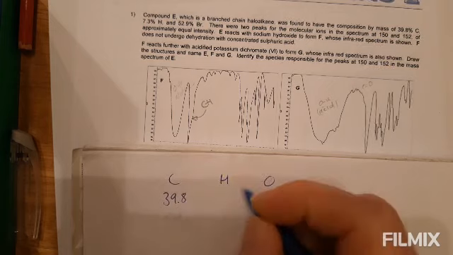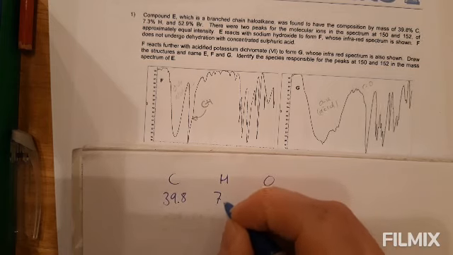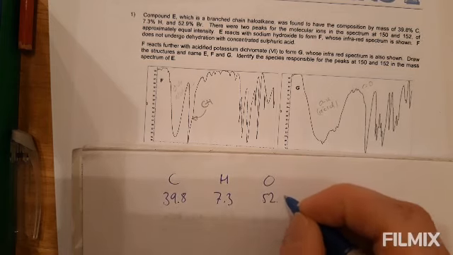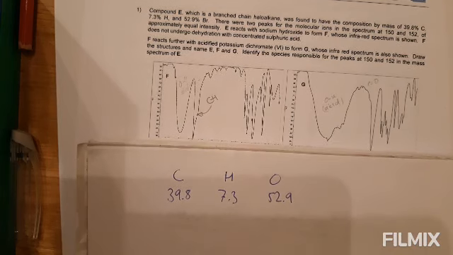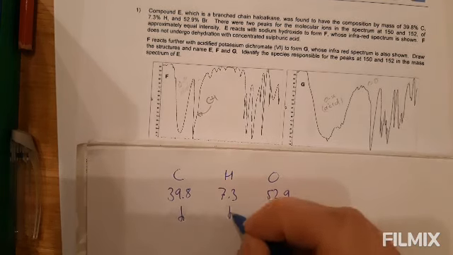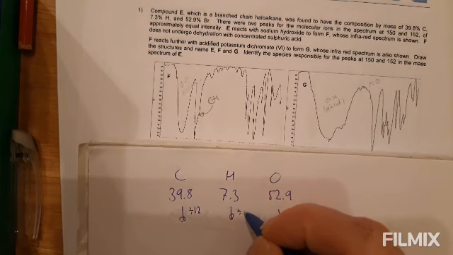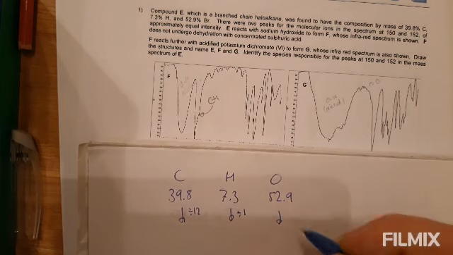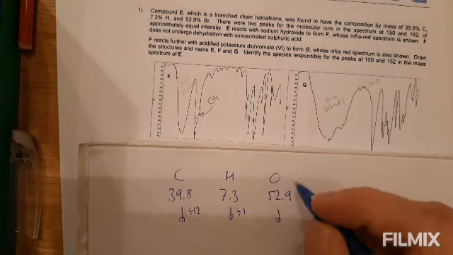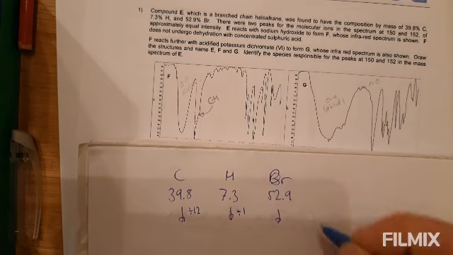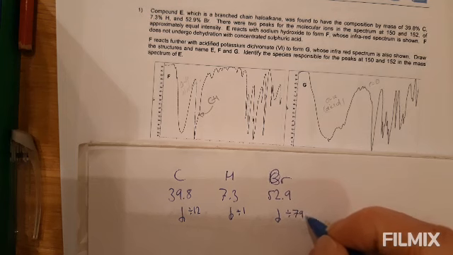So I'm going to go 39.8, 7.3, 52.9. This is what happens when you see this data. You just go straight into empirical formula solving mode. You could divide by the ARs, divide by 1. You can put 1.01 or whatever. It doesn't really matter. That is not an O though, is it? That is a Br. So you can divide by 79.9.